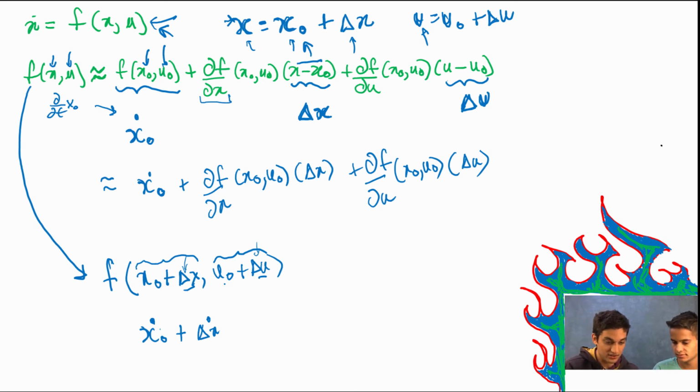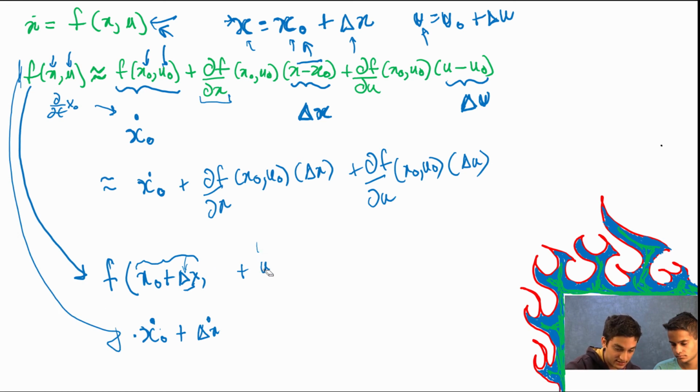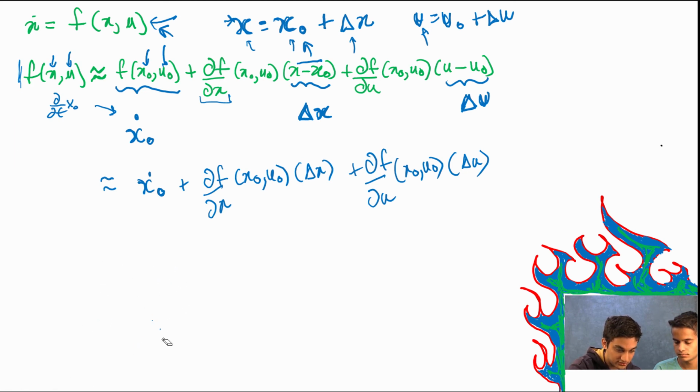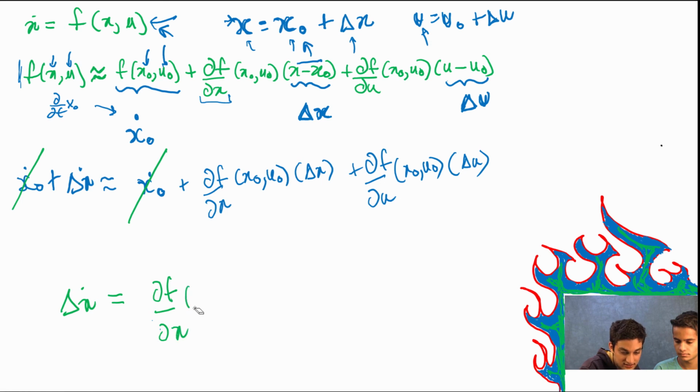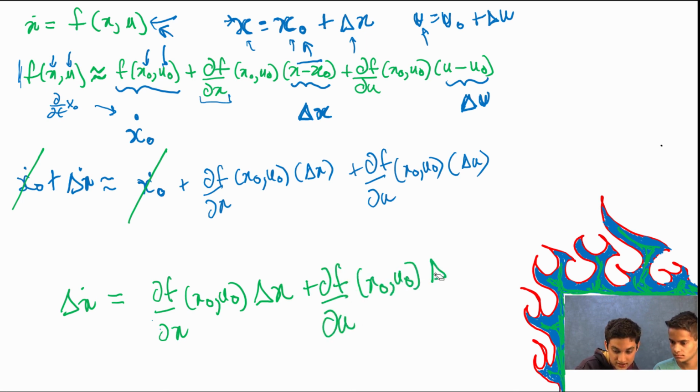Sound good? Okay, so now I'm going to plug this back in, replace this thing with this thing, and I'm going to get, erasing stuff away, this is equal to x0 dot plus delta x dot. Now, happy days, we can cancel these two. Great. So now we have delta x dot is equal to df over dx at x0 comma u0 times delta x plus df by du at x0 comma u0 times delta u.